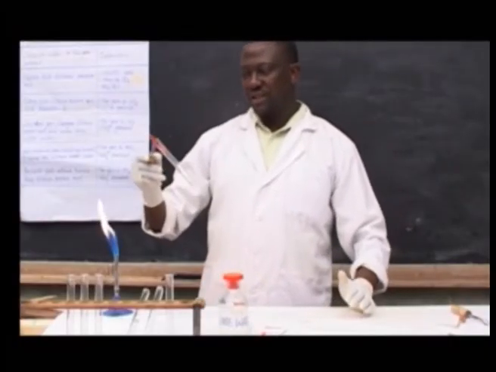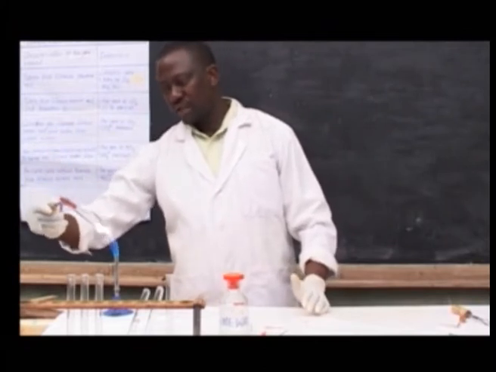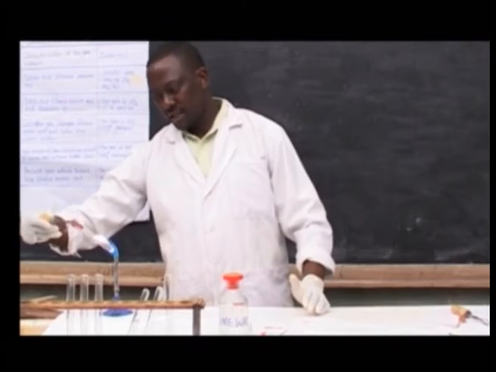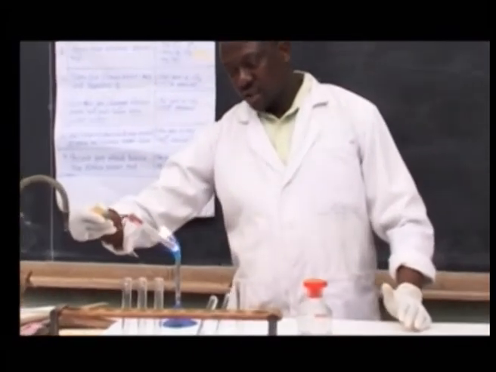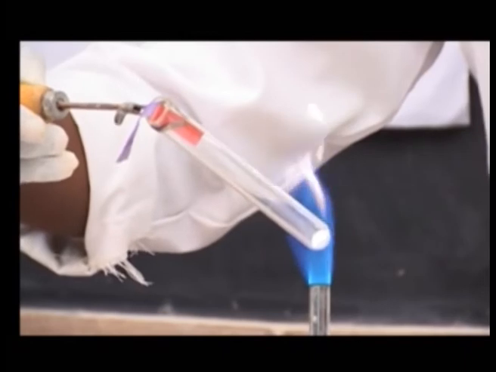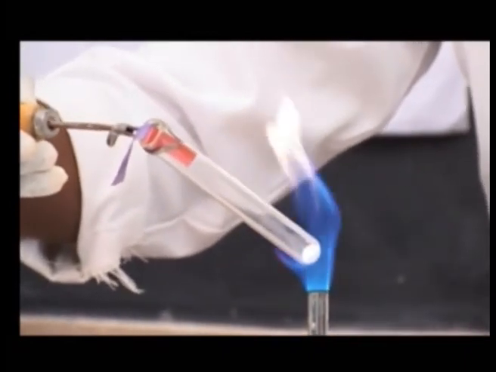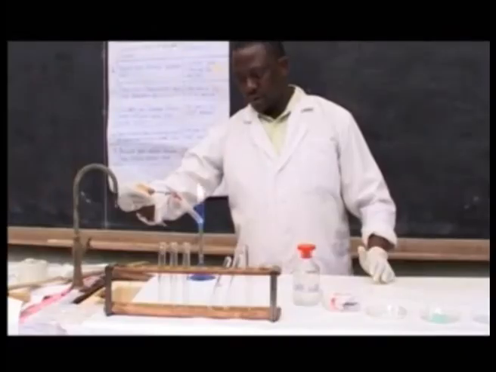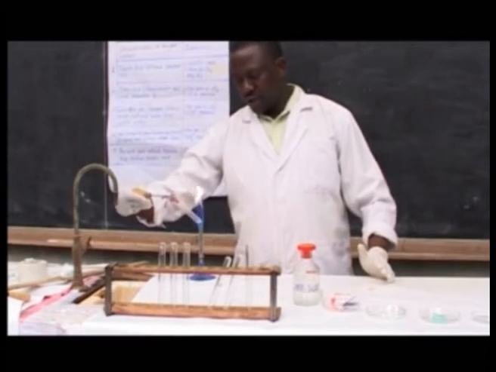Heat gently this sample and observe what happens to these litmus papers. During heating, make sure that you direct the mouth of the test tube away from your body. Observe the color of the residue while you are heating, when it is hot and when it is cold.